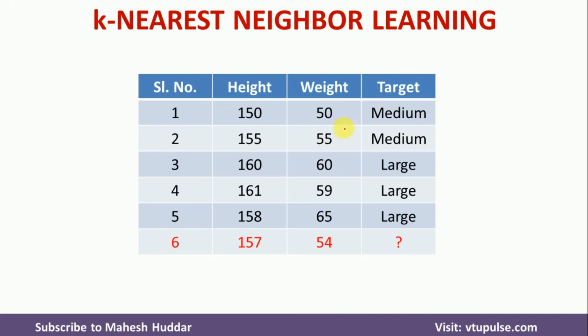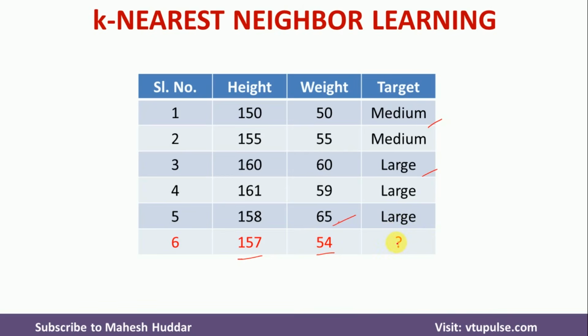In this case, we have been given 5 training instances. These are the 5 training instances, and the target values are either medium or large. Now, whenever we want to classify the new instance, that is this one, into either medium or large, we try to identify the nearest neighbors. Based on the nearest neighbors, we will try to assign one of these labels, either medium or large.